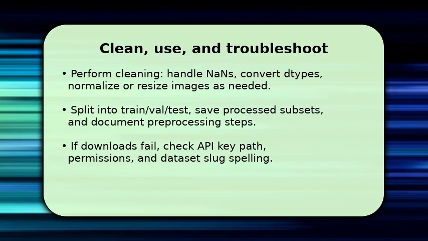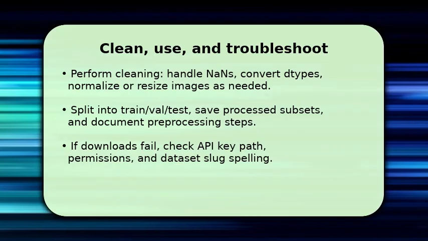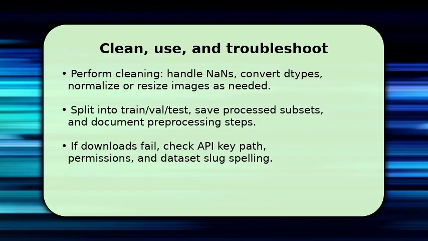Next, split into train, validation, and test sets, save them as separate files, and record every preprocessing step so you can reproduce results. If something goes wrong, particularly with downloading, check that your Kaggle JSON path and file permissions are correct.